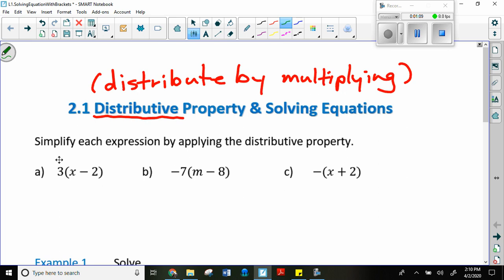So for our first expression here, we're going to simplify this. So that 3 has to get multiplied to the x because that's in the bracket. And then the 3 also has to get multiplied to that -2. So when we're going to our solution, make sure we have our equal sign there. 3 times x gives us 3x. 3 times -2 gives us -6. All right.